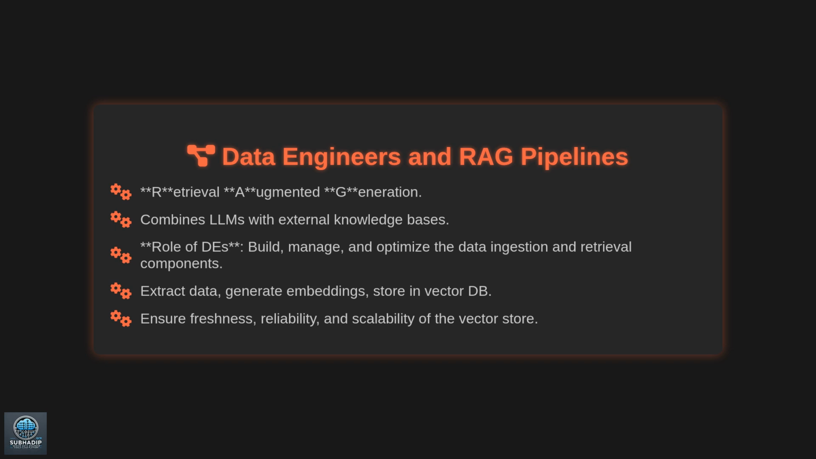Data engineers play a crucial role in building retrieval-augmented generation, or RAG, pipelines. RAG combines the power of large language models with external knowledge bases. As data engineers, our role is to build, manage, and optimize the data ingestion and retrieval components. This includes extracting data, generating embeddings, and storing them efficiently in a vector database while ensuring the freshness, reliability, and scalability of the vector store.